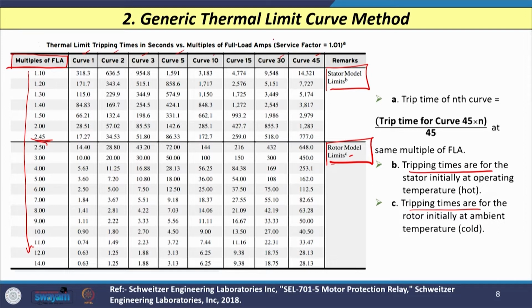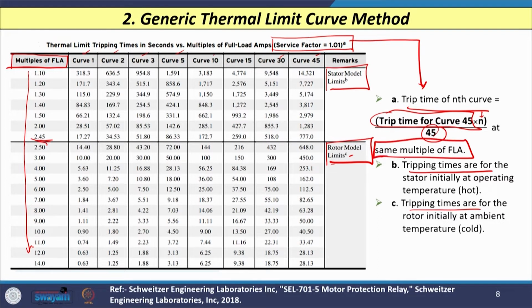One more point I have given is that the service factor is equal to 1.01 A, where A is an important parameter, which is the trip time of the nth curve. So, you can calculate the trip time of any curve. If the trip time of, let us say, curve number 45 is available, then you multiply it by n and divide by 45. So, you can calculate the trip time of any particular nth curve, with the condition that you have to use the same multiple of FLA while calculating the trip time of the nth curve.